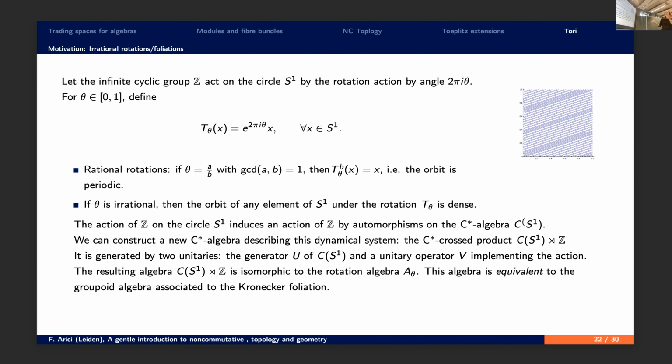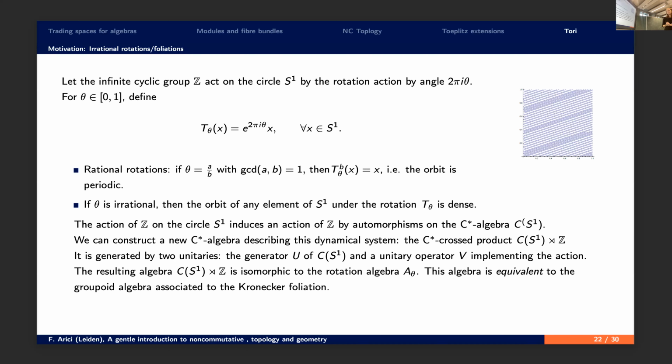And clearly there are different behaviors, whether theta is rational or not. If theta is rational, then eventually we go back to the point we started from, so the orbit is periodic. It just consists of some collection of points. However, if your theta is irrational, then the orbit of any element under this action is dense, meaning that the orbit will never close. We will always move around in the circle and never get back to the point we started from.